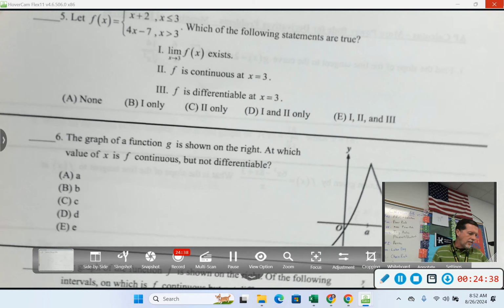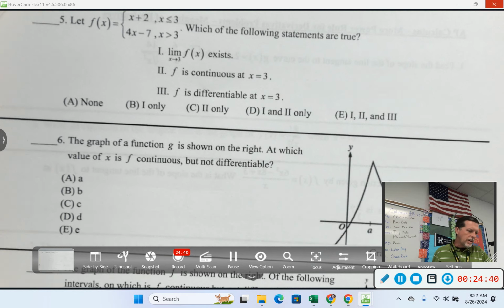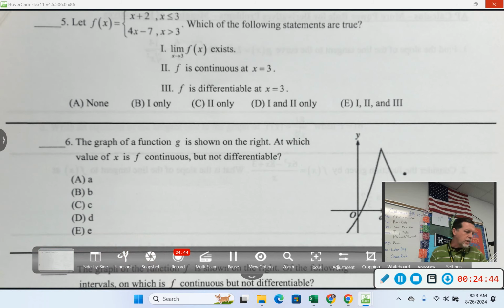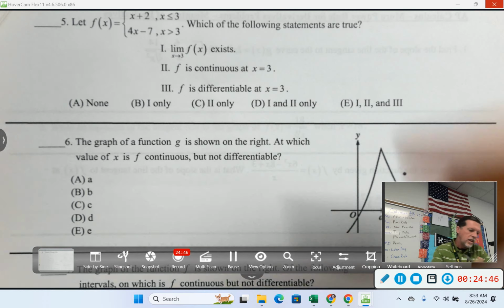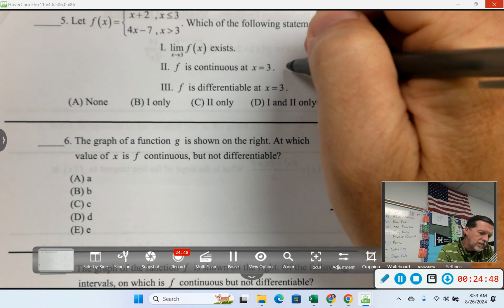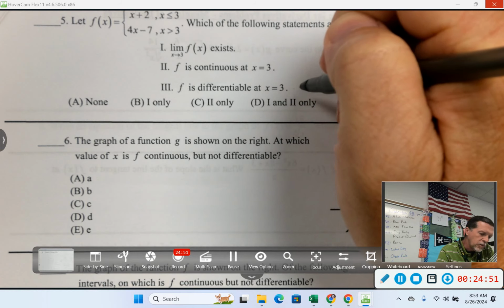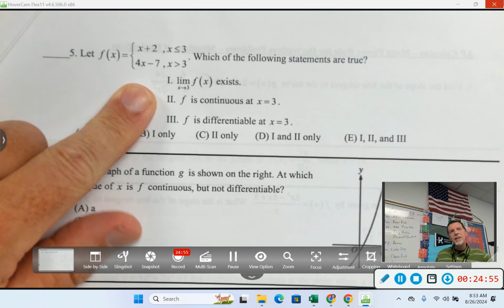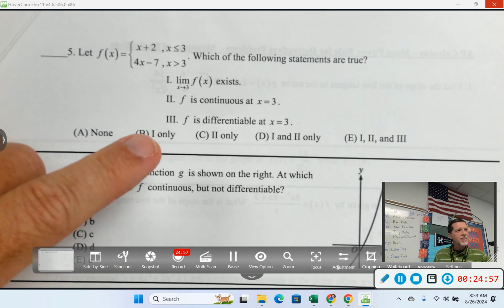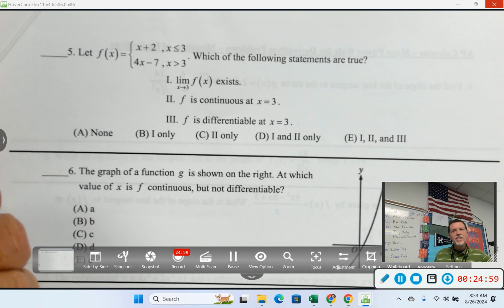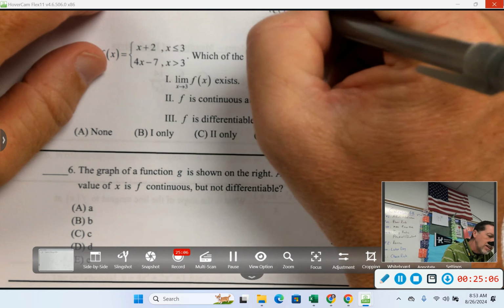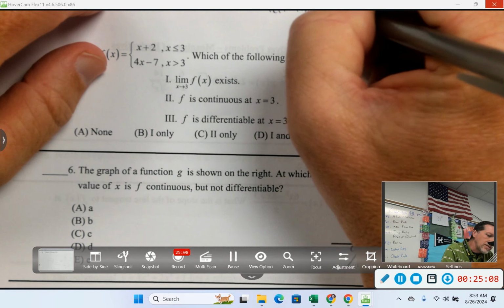Okay, number 5. Let f of x be a piecewise function. Which of the following statements are true? The limit exists, it's continuous, it's differentiable. Okay, to check the limit, what am I going to need to do to see if the limit exists? Yeah, the left and the right. So I need a left limit. See if that equals the right limit.